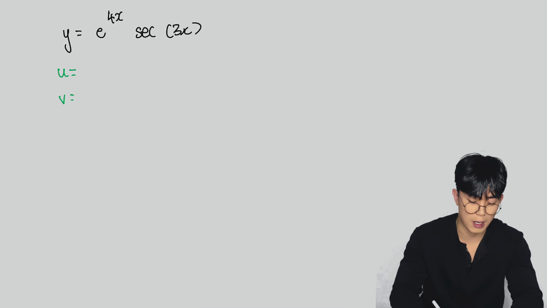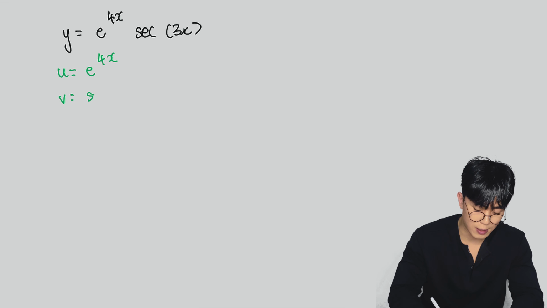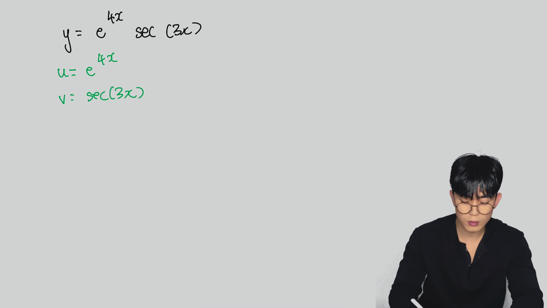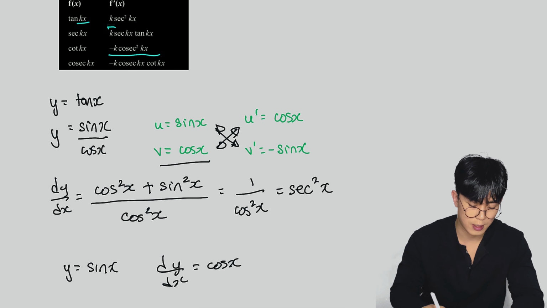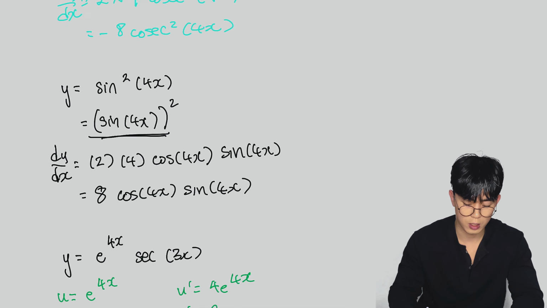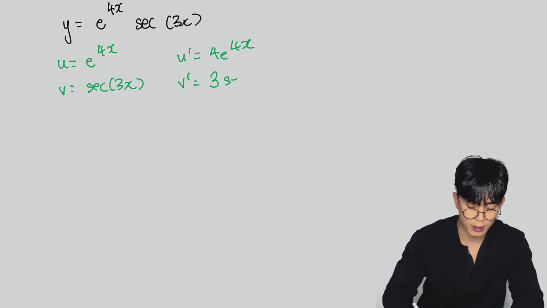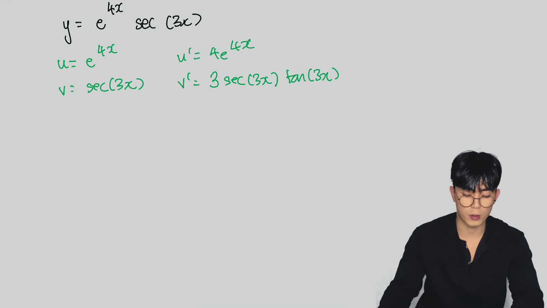So in this case, it doesn't really matter. So e to the 4x as u, sec 3x as v. So therefore, u prime is going to be 4e to the 4x. V prime is going to be 3, and then sec turns to sec tan. So it's going to be 3 times sec, the angle still remains as 3x, tan, and 3x as well.